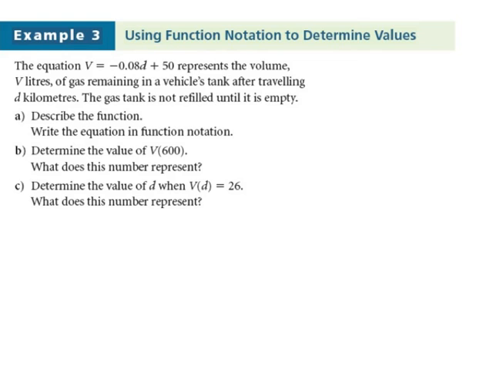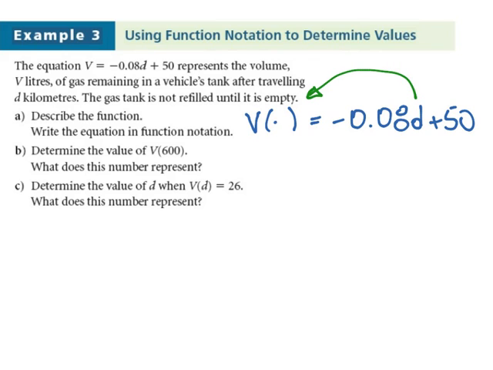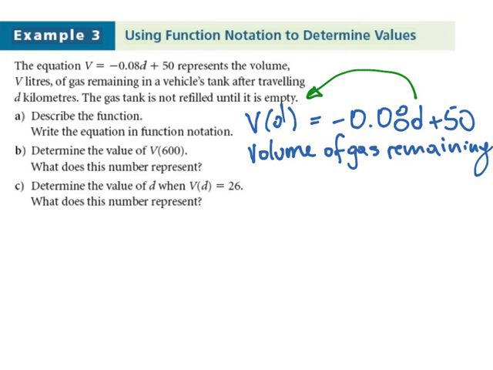For function notation, all it requires is V, a bracket, and the variable or letter that you are using inside the equation. And since it is D, we write D inside the bracket. That is your function notation. To describe this scenario, we know that the volume of gas remaining is a function of the distance traveled.